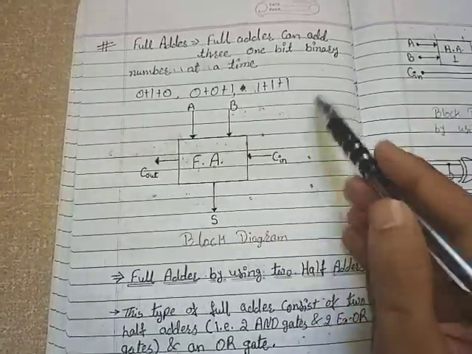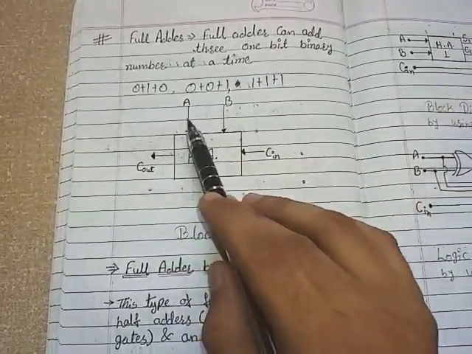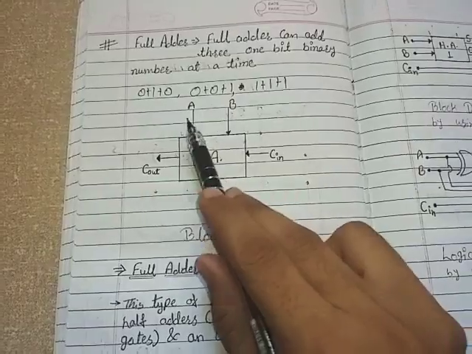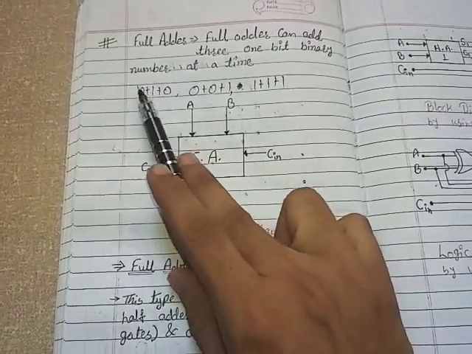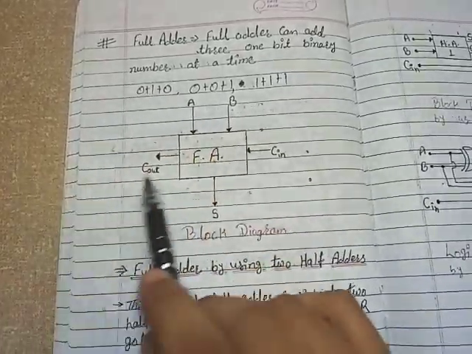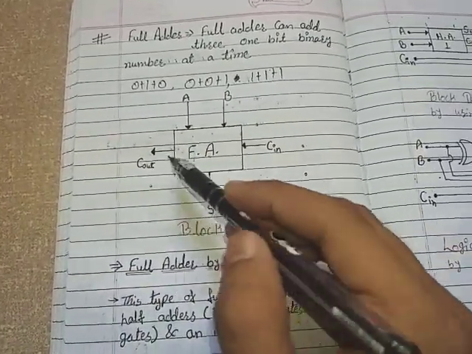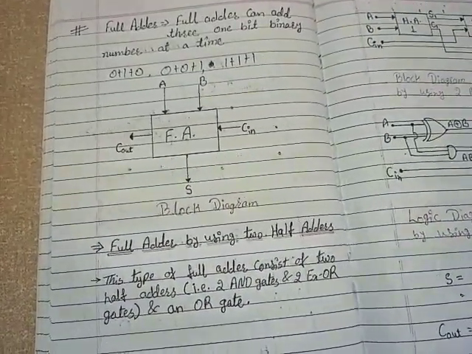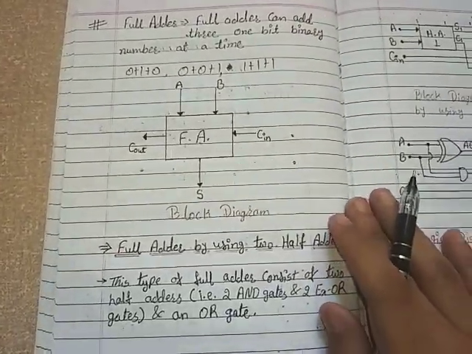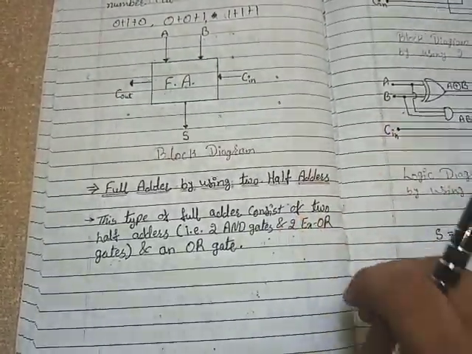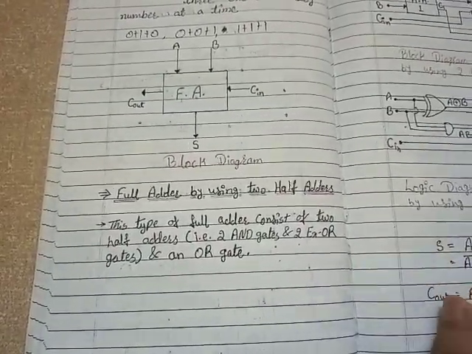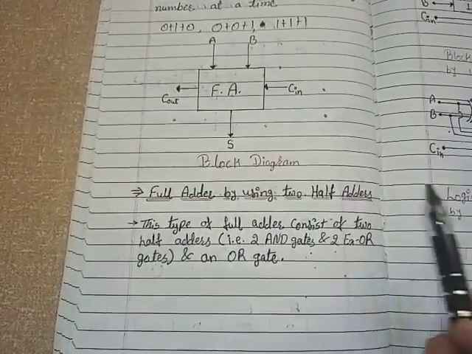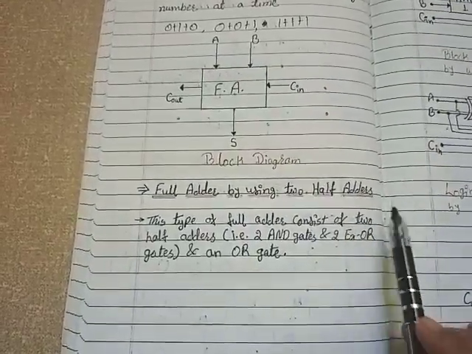Now, this is the block diagram. Here we have three inputs A, B, and C in. These are the three inputs as we require 3-bit addition. Here is the sum and here is the cout, that is carry. Now let's see how full adder works. Full adder can be made in two ways. First, by using two half adders, and other is by using XOR gate and basic gates. So first we will see how to construct a full adder by using two half adders.